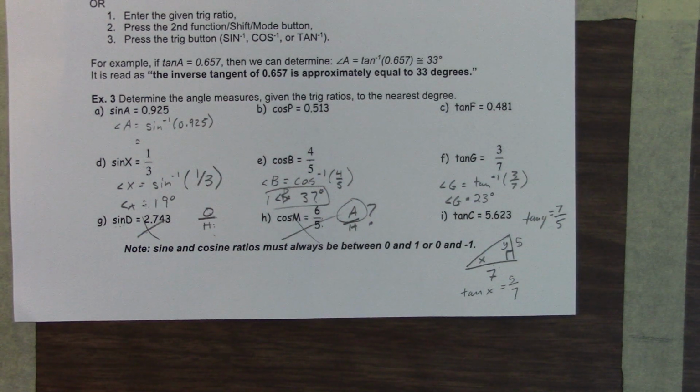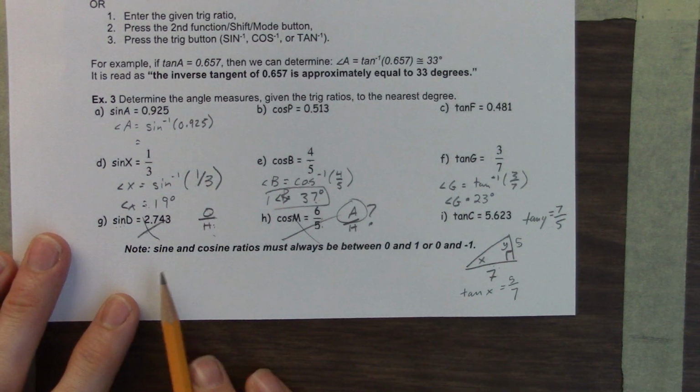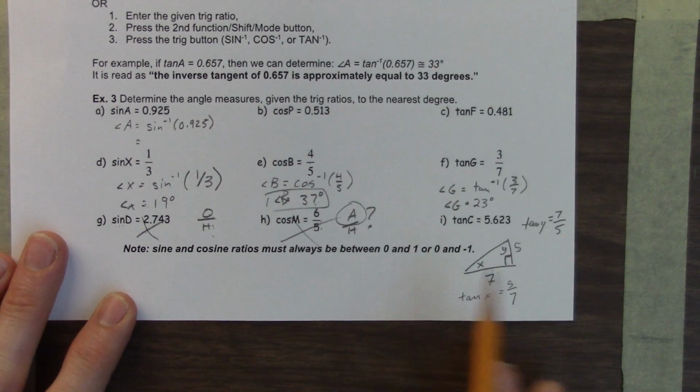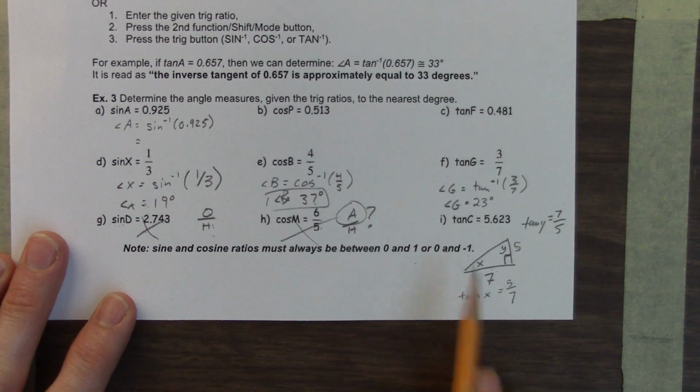And that you have to understand what these ratios mean, right? What is sine? It's the opposite side over the hypotenuse. What is cosine? It's the adjacent side over hypotenuse. Okay, you have to understand that. So note, sine and cosine ratios must always be between 0 and 1 and 0 and -1.